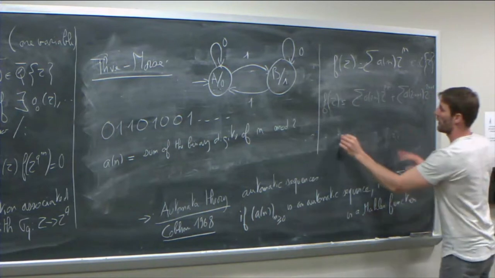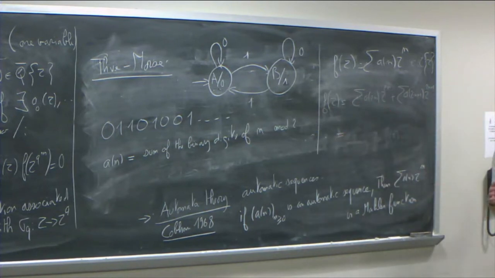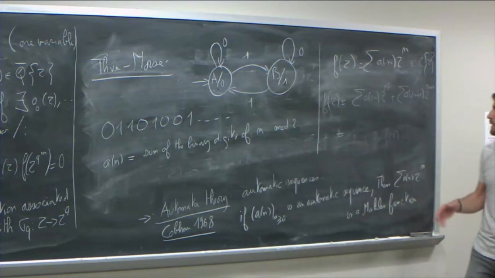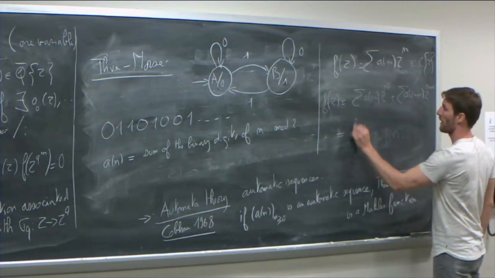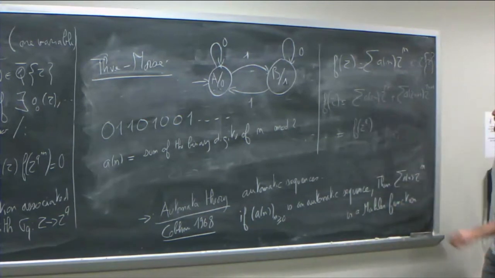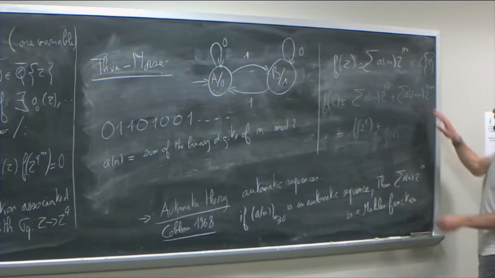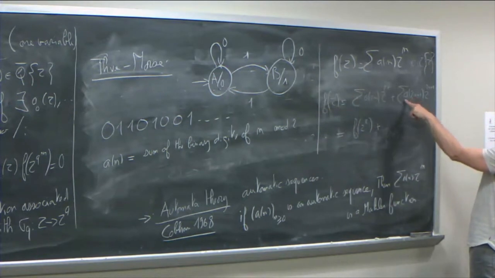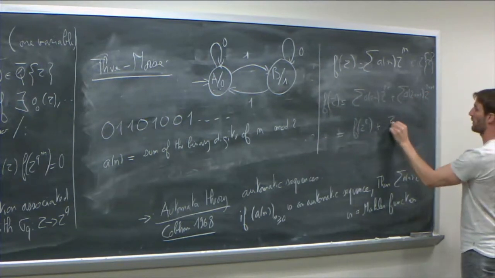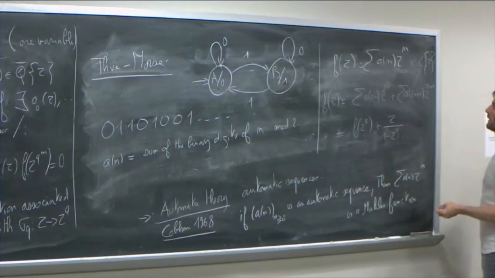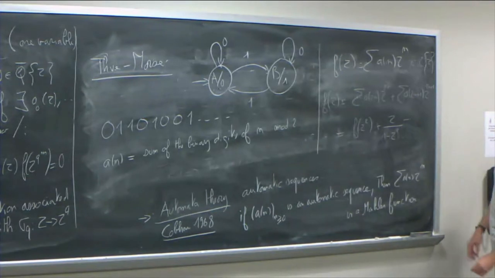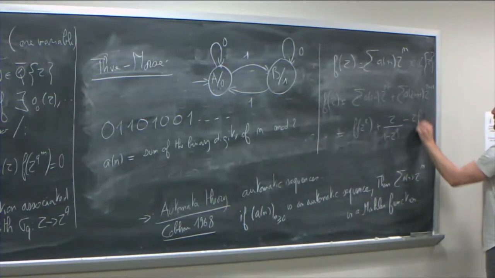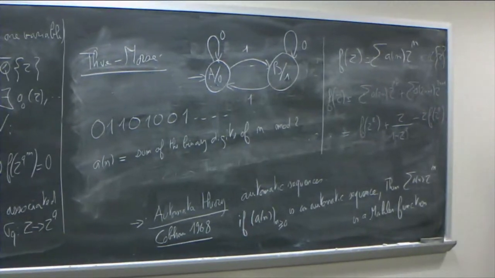So what is a_{2n}? If I have an integer n written in base 2, 2n has the same expansion with a 0 added. So it doesn't change the sum of the binary digits, so it's just a_n. This gives me f(z^2). For a_{2n+1}, I've added a 1, so it's 1 minus a_n. The 1 gives me a geometric series, so I get z/(1-z^2). Then the minus a_n part gives me minus z f(z^2). And I get my Mahler equation.